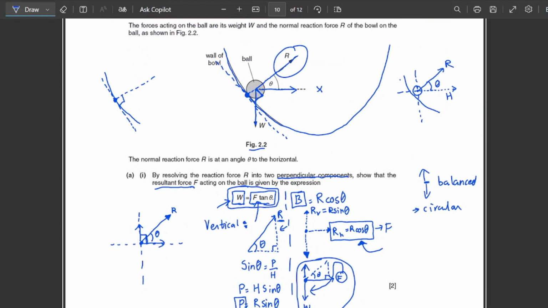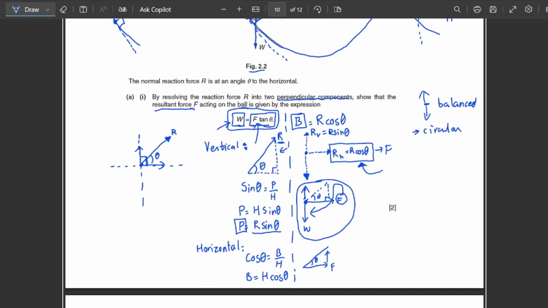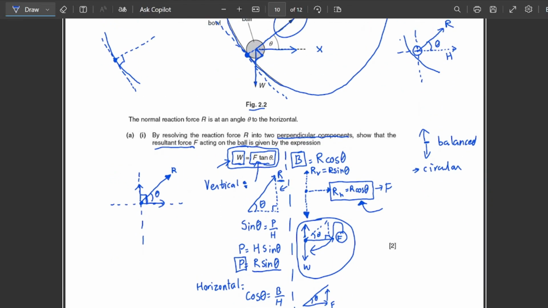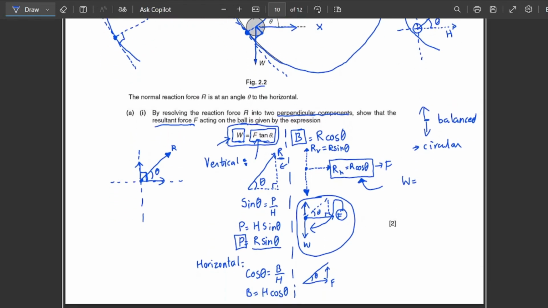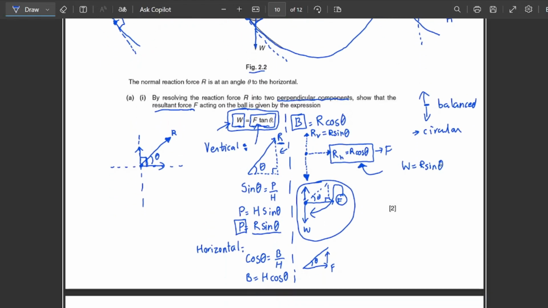So if that is my weight, show that the resultant force F acting on the ball is given by the expression F tan theta. Now, I know that this W is equal to R sine theta. That's something I know. And they want me to get rid of R. There is no R in the expression, there's an F in there. So maybe if I get rid of this R, I will be able to do something meaningful here.